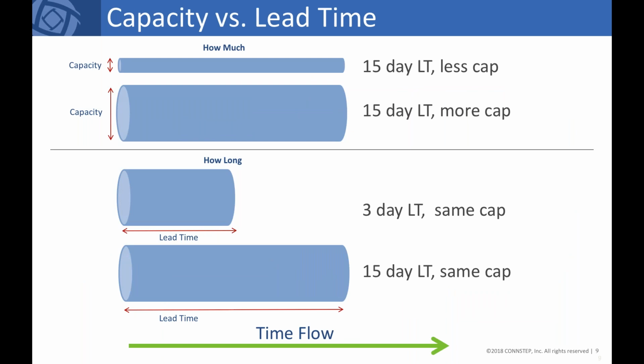So we wanted to show the difference in capacity and lead time. Capacity on the top portion of this graphic is meant to depict 15 days lead time, but the very top little drawing there is less capacity, and the next one down is the same 15-day lead time, but with more capacity. So the diameter of the pipe, again, is the capacity. You take the same larger pipe diameter on the bottom portion of the graphic, and again, the diameter is the capacity, but the length of the pipe, here 3 days lead time versus 15 days lead time, but with the same capacity. So there is a relationship between lead time and capacity, but it's certainly not an intimate one.